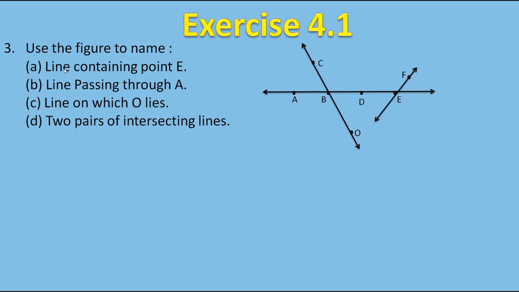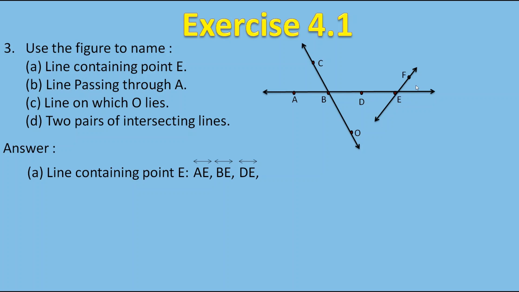Use the figure to name. Now we have to use this figure and name the lines containing point E. See here, we have this line which has point E. Also we have this line which has point E. So let's write the names. A line containing point E is AE. This line we can name as AE or BE or DE, and this line we can name as FE or EF. So now the next question is the line passing through A.